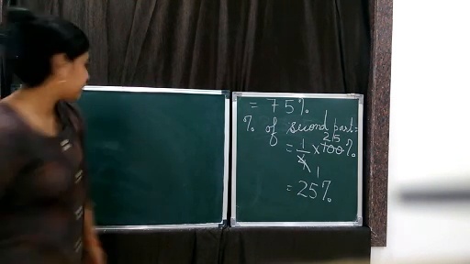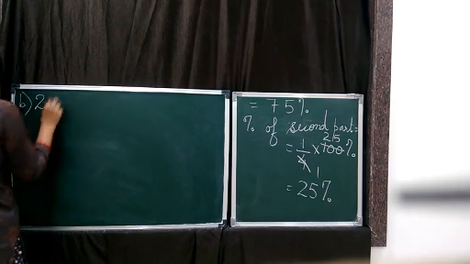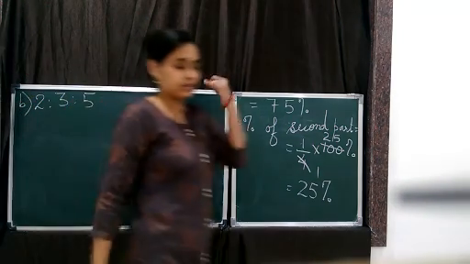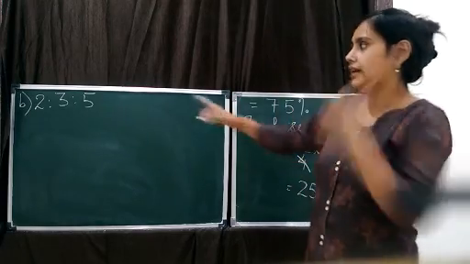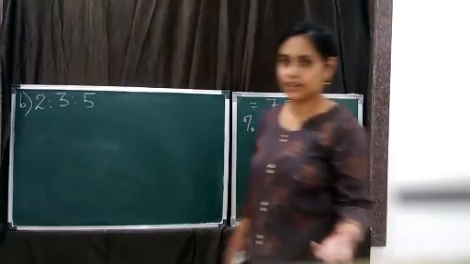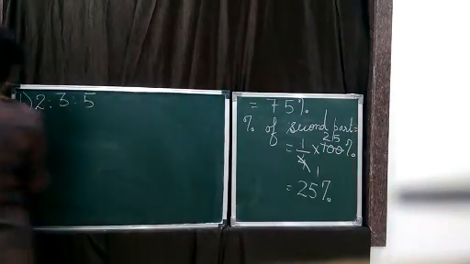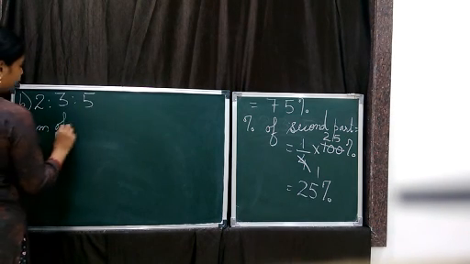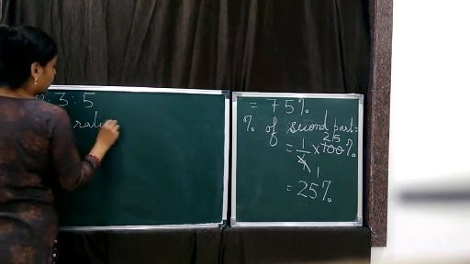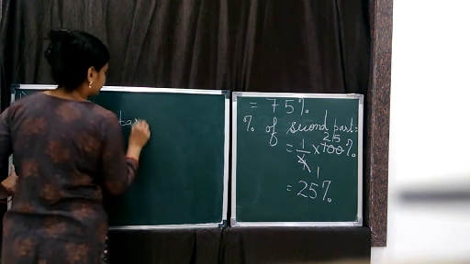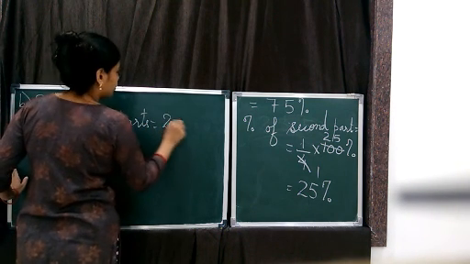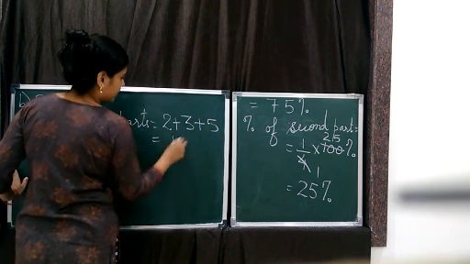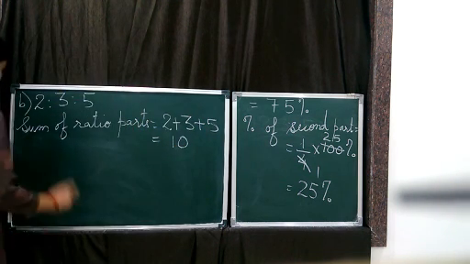B is 2:3:5. As we discussed, this has 3 parts. We have to find the sum. So we are going to add all the 3 parts. Okay. So sum of ratio parts, that is 2 plus 3 plus 5. So it is 10. Yes.